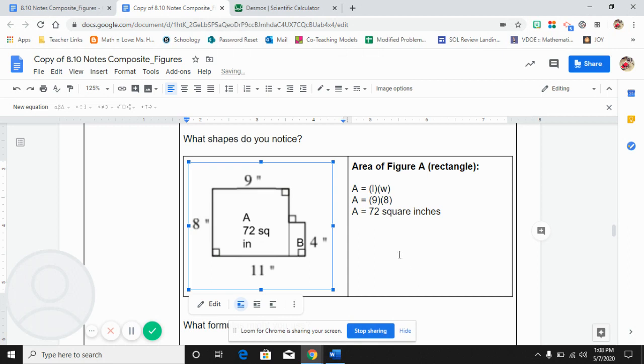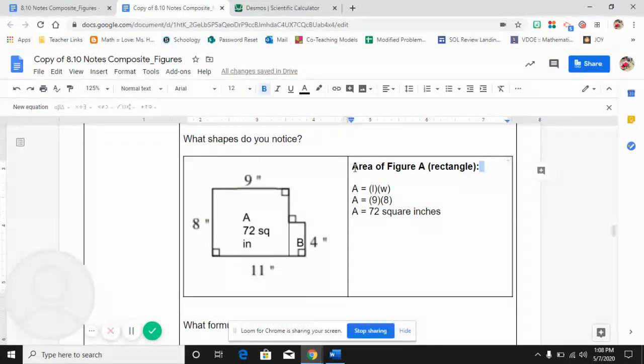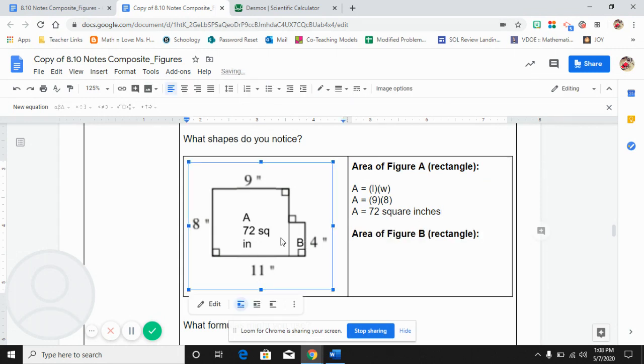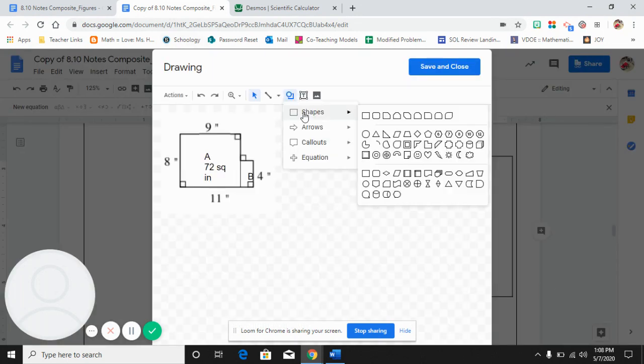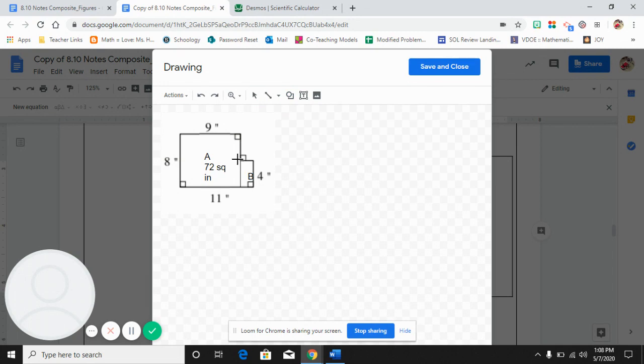Now we're going to find the area of figure B. So B is also a rectangle, but we're definitely not going to use 9 and 8 because it's going to be a little bit different. Let's find the area of figure B. I'm also going to draw a little rectangle over B. If I were doing this on a piece of paper, I'd probably have some colored pencils or something so that I could see what this little rectangle looks like.